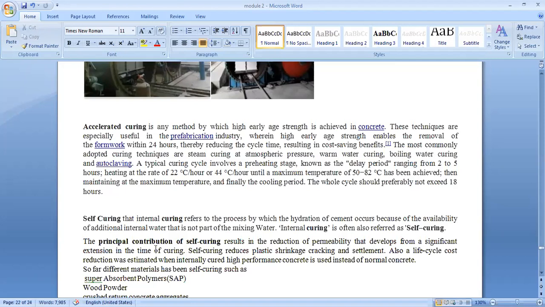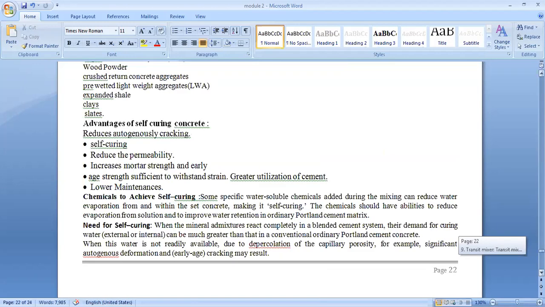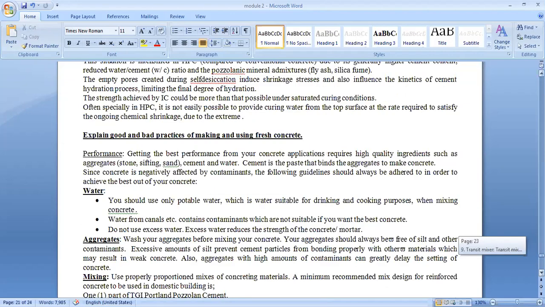The first method uses a saturated porous lightweight aggregate to supply an internal source of water, which can replace the water consumed by chemical shrinkage during cement hydration. The second method uses polyethylene glycols, which reduce the evaporation of water from the surface of the concrete and also help water retention. So we completed all the methods of concrete curing.